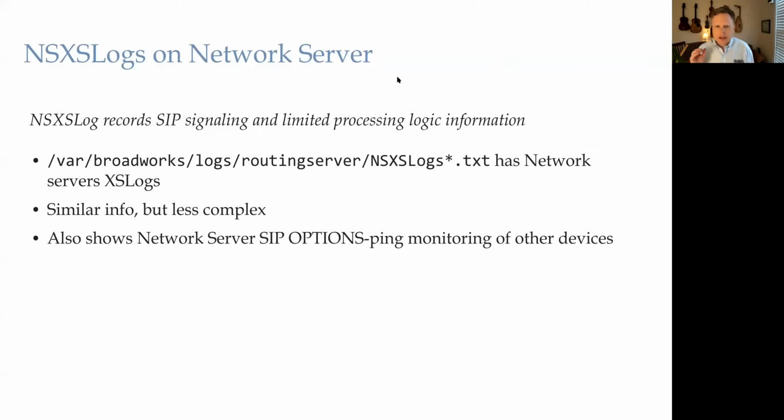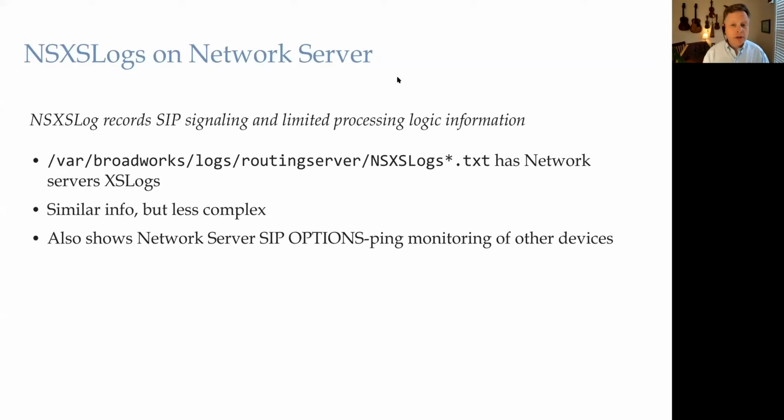So other servers do have log files. All of this stuff I've showed you so far is on the app server. Now the SNMP traps log occurs on other servers as well. But the NSXSLog is a place to look for some types of data. It records the SIP signaling and some limited processing logic information.